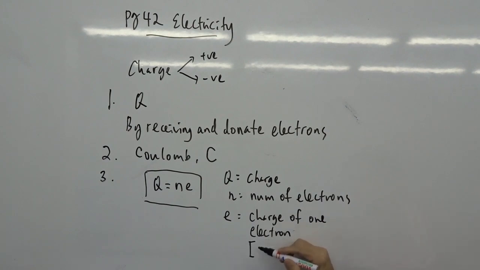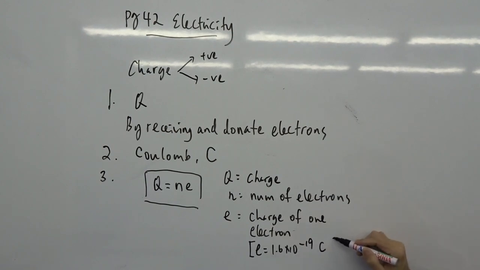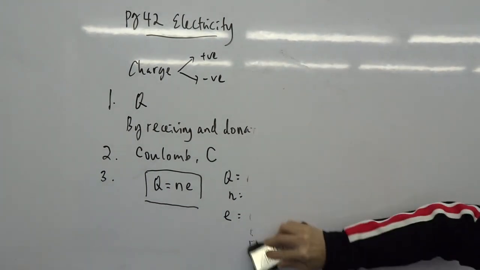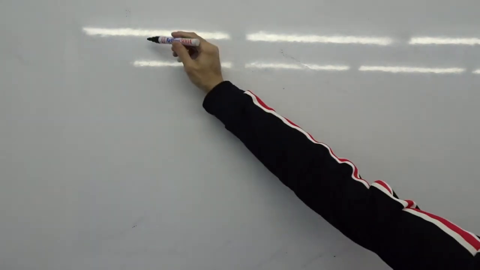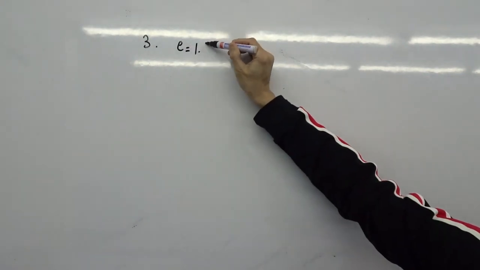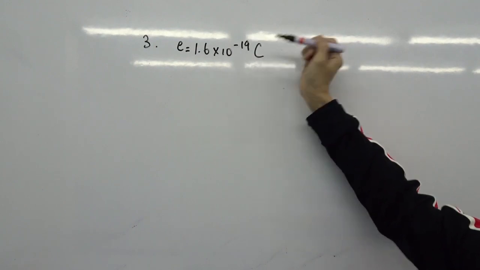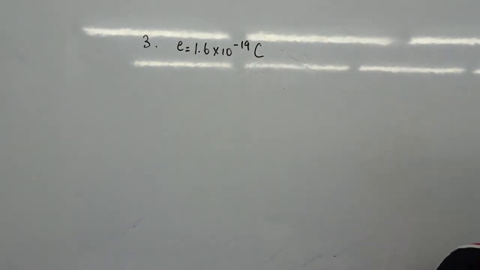然后通常考试会给 E 等于 1.6 乘 10 power of negative 19 coulomb，OK，这个抄起来，然后现在我擦掉。OK，look at question number 3. Charge of one electron is 1.6 times 10 power negative 19 coulomb. So E given 1.6 times 10 power negative 19 coulomb. 然后 how many electrons in one coulomb of charge?